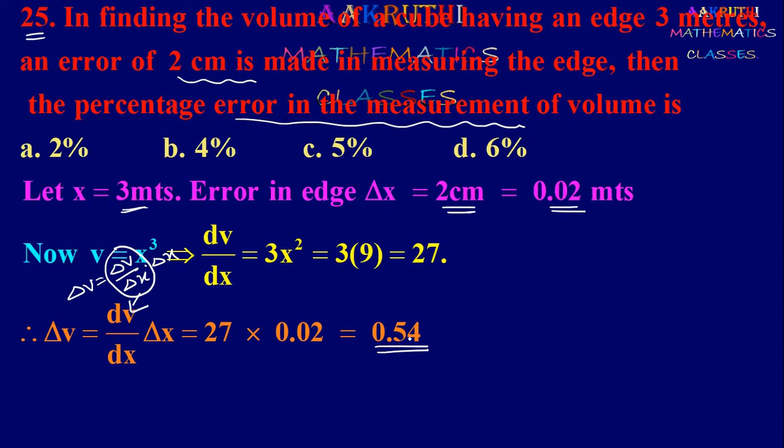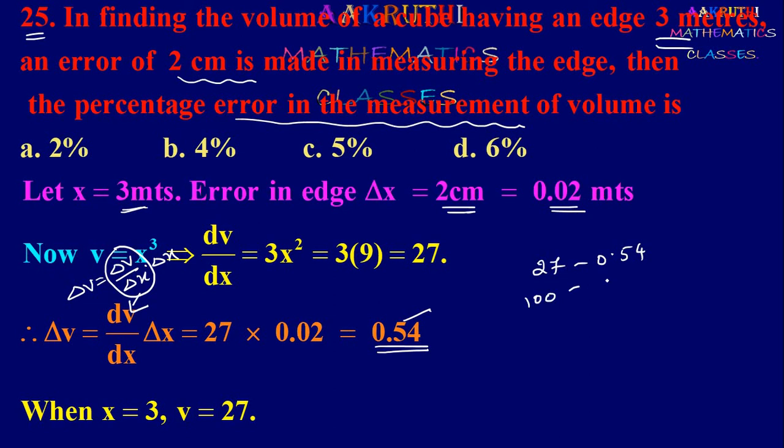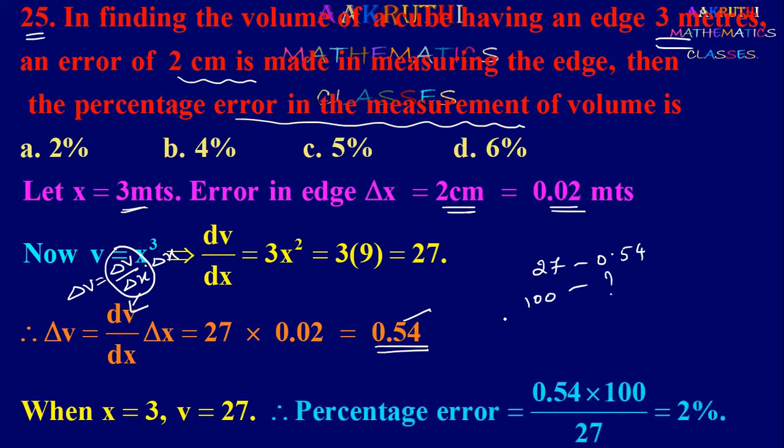So you have to find the percentage error. When x equals 3, volume is 27. When volume is 27, error is 0.54. For 100, how much is it? Therefore it is 100 into 0.54 divided by 27, or 0.54 into 100 divided by 27. Here 27 ones are 27 and 27 twos are 54, so it is 0.02 into 100, which is 2. Therefore the percentage error is 2%, which is option A.